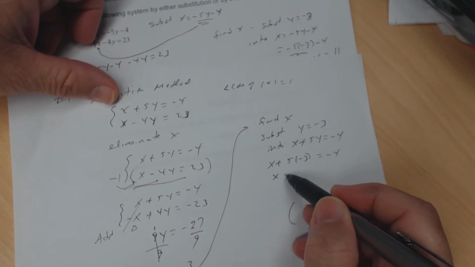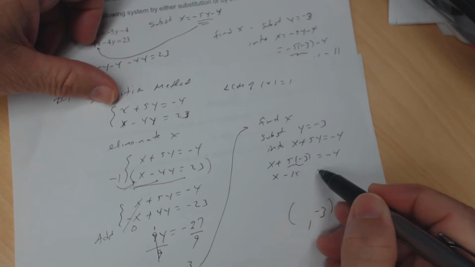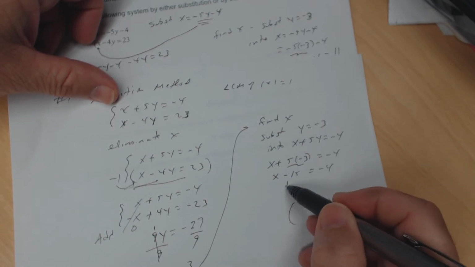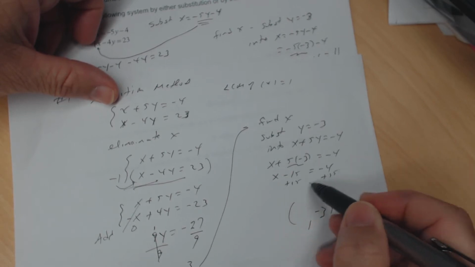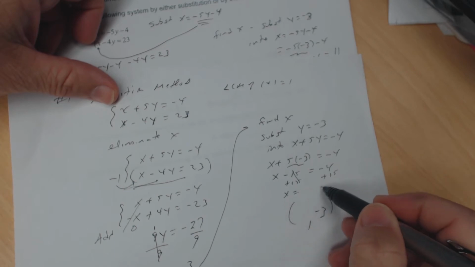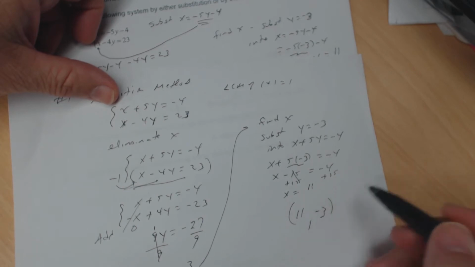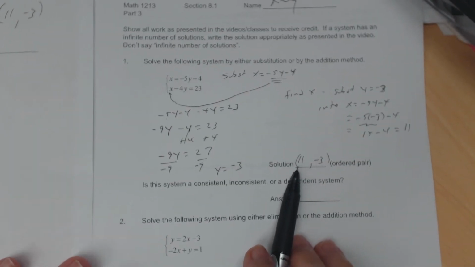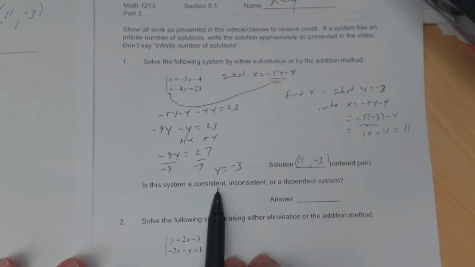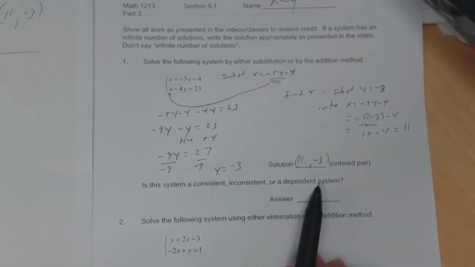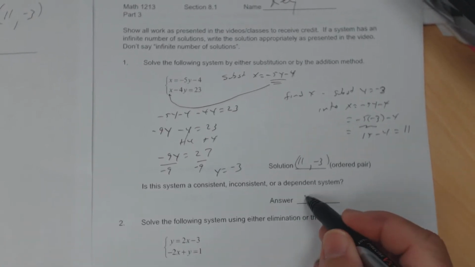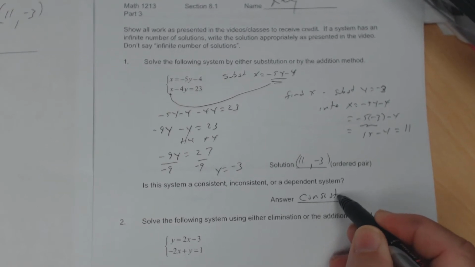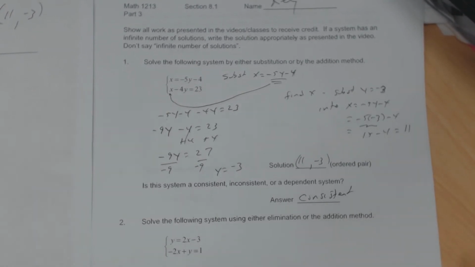X minus, that's a 15 here. X minus 15 equal negative 4. Adding 15 to both sides, combining my terms, I get x to be 11. All right, so that takes care of number 1. Now, we have to answer, you see how you did have a solution? So this would be a consistent system. So this is consistent because you did have a solution.